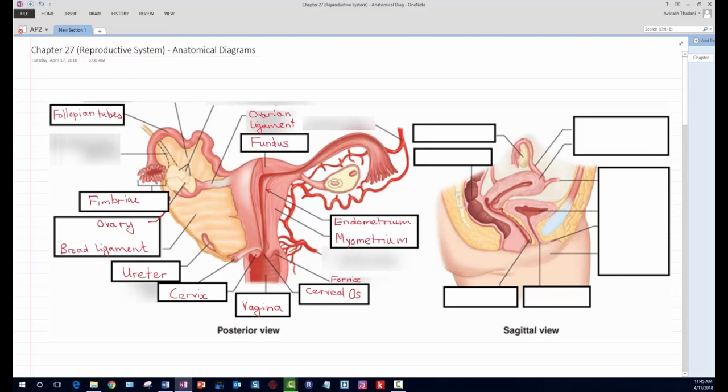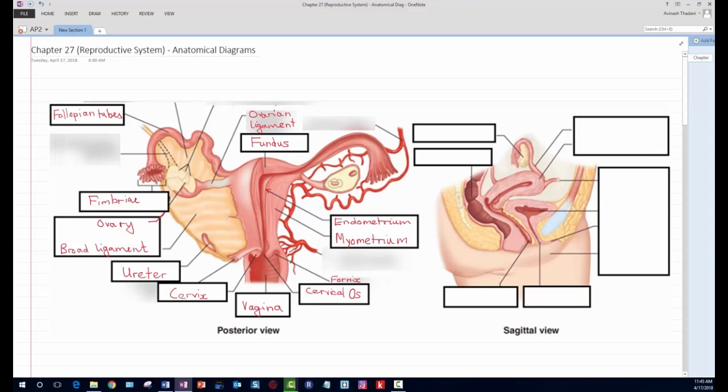So the ovum would go through the fimbriae into the fallopian tube. That's where fertilization typically occurs, and then the fertilized ovum would get implanted in the endometrium. Don't forget to go through the ovarian and endometrial cycles in terms of the physiology of the female reproductive system.